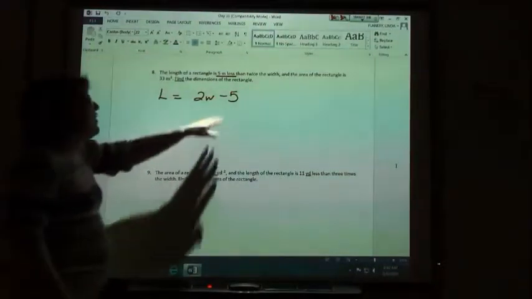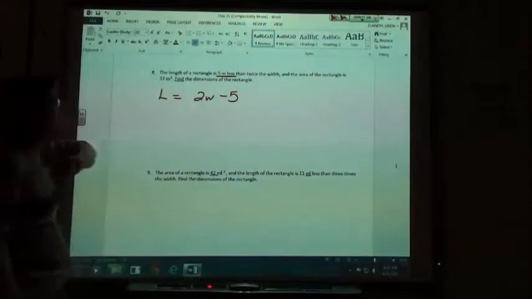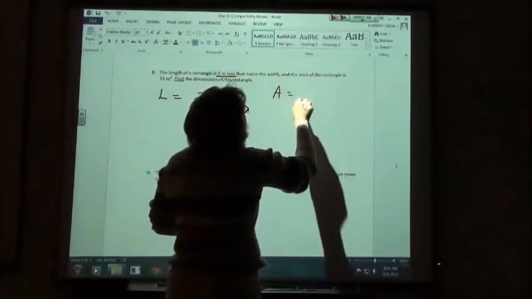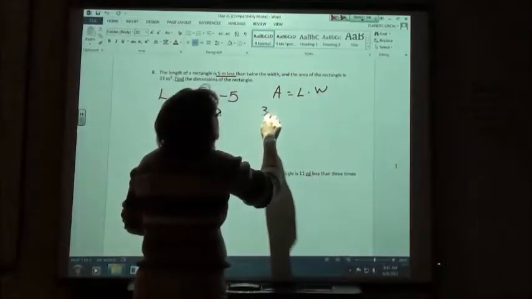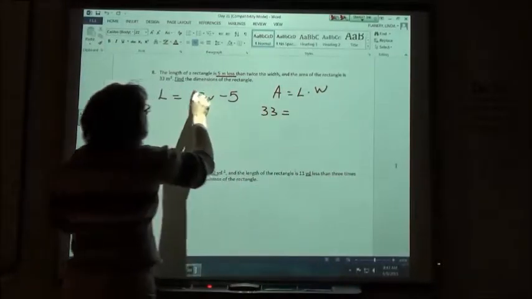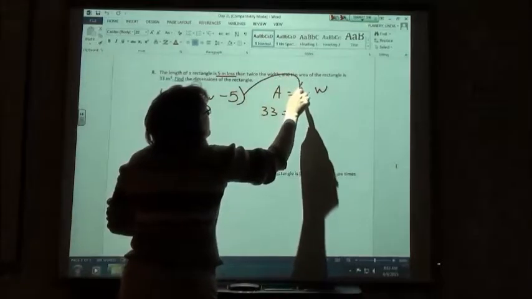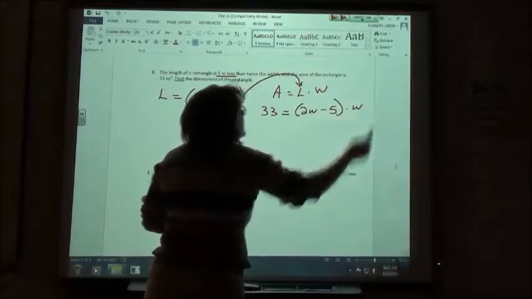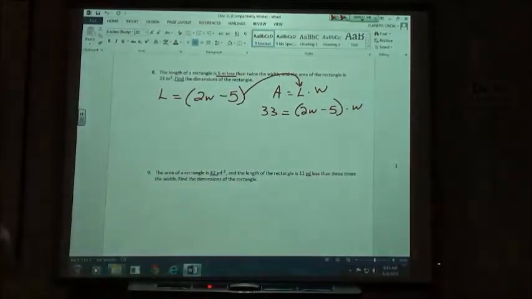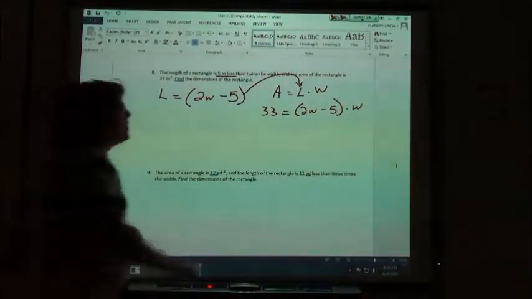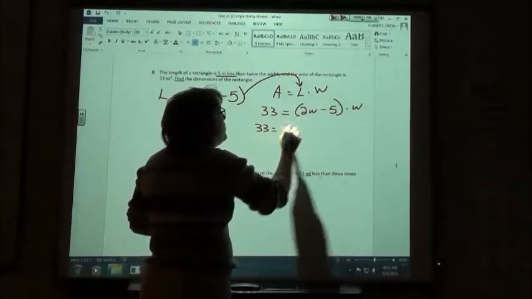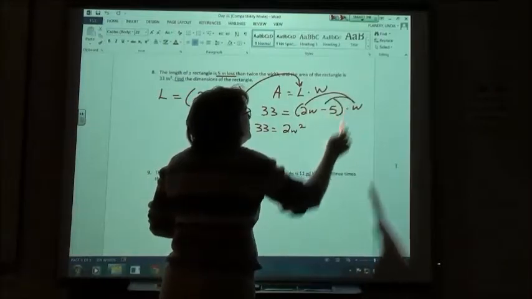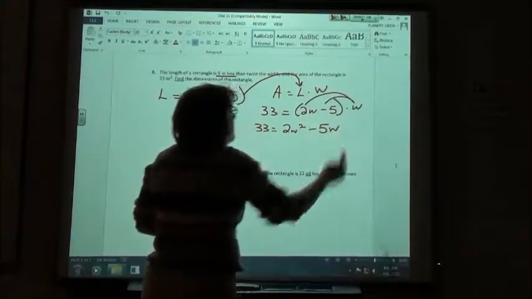Keep in mind that if it's 5 less, I'm going to put the minus 5 on the end. It says the area is 33 meters squared. Area is length times width. So 33 is equal to, we're going to put this expression in for the length. So 2W minus 5 times W. We're then going to go ahead and use our distributive property. So 33 is equal to 2W times W, 2W squared, and minus 5 times W, minus 5W.